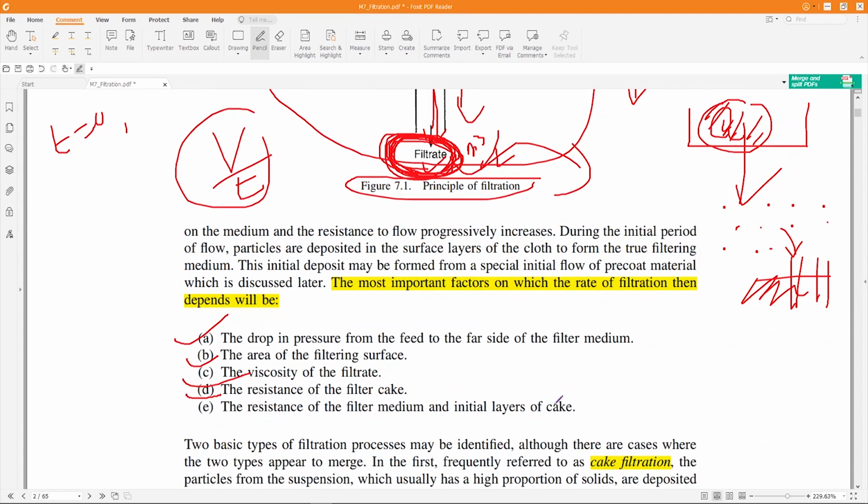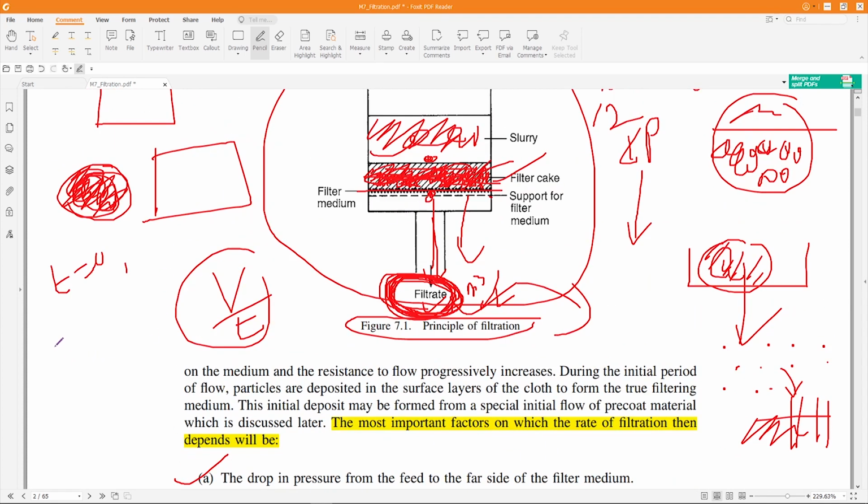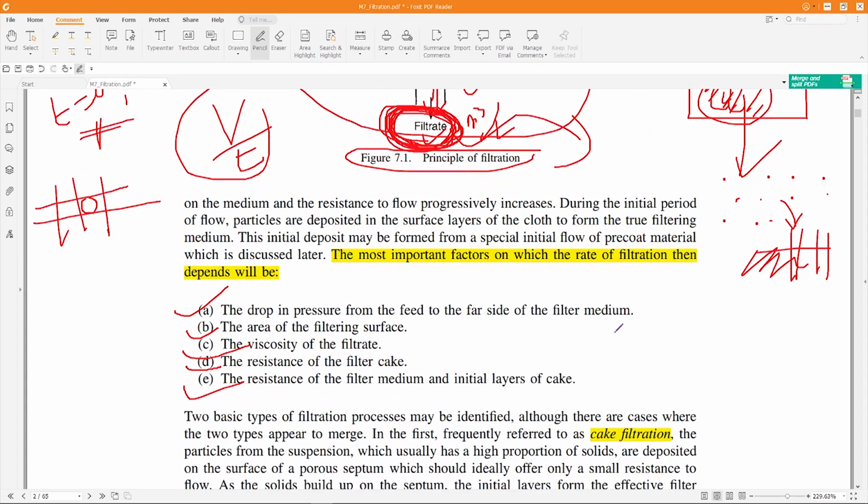The resistance of the filter medium and initial layers of the cake. So the resistance of the filter medium, the filter medium you have used. If you use a large pore medium, then the filtrate will be high, right? Everything will pass. But if you have very small pores, then the resistance of the filter medium will be high.